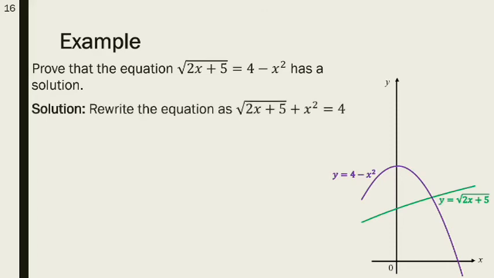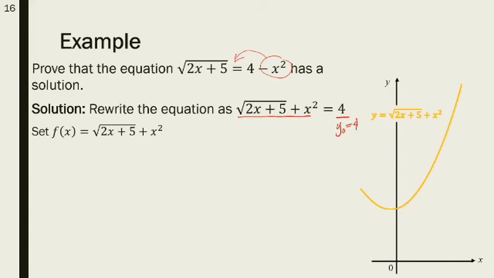As a solution, we can rewrite the equation by transposing negative x squared to the left side. So we can now have an equation with two functions: square root of 2x plus 5 plus x squared, and a linear function y is equal to 4. So the left side of the new equation is the function y is equal to square root of 2x plus 5 plus x squared. And the right side would be our y sub 0, which is equal to 4.